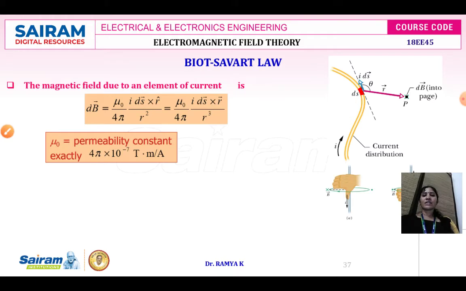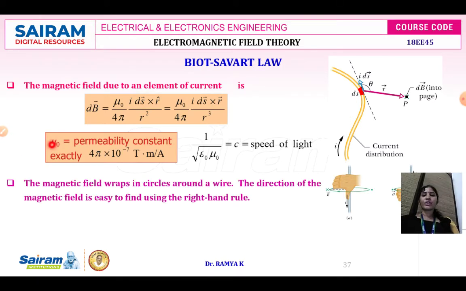Therefore, in Biot-Savart's law, mu naught is the permeability constant, equal to 4 pi into 10 to the power of minus 7 tesla meter per ampere, which is equal to 1 divided by epsilon naught into mu naught. So this particular formula, when we go for the application of electrostatics and magnetostatics with respect to wave propagation, gives us this equation.